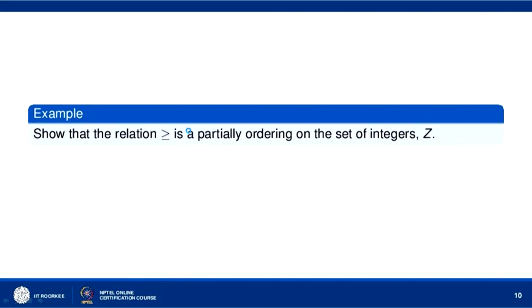Now, let us show that the relation greater than or equal to is a partial ordering on the set of integers Z. First we prove the reflexive property. Take any A belonging to Z, let A be any integer. Then we know A is always greater than or equal to A, and so A is R related to A. After reflexive we go to antisymmetric.